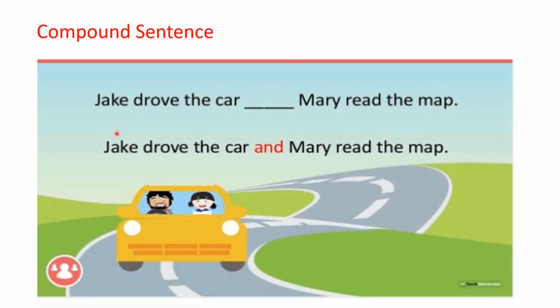Another example of a compound sentence: Jake drove the car and Mary read the map. So you see, Jake drove the car is the main clause, and is the coordinating conjunction, and Mary read the map is another main clause. So two independent or main clauses joined by the coordinating conjunction and make it a compound sentence. So Jake drove the car and Mary read the map is a compound sentence.